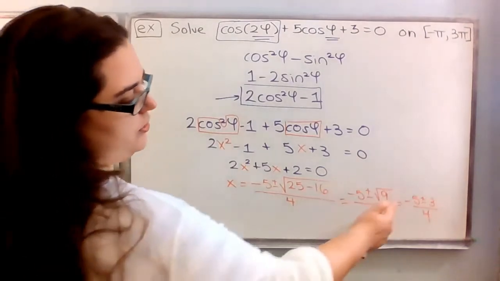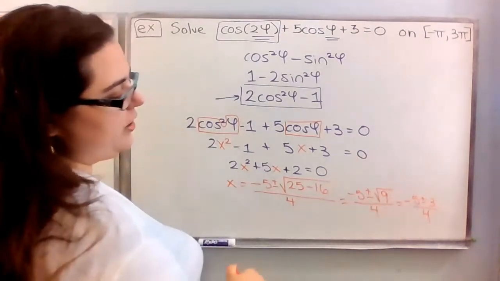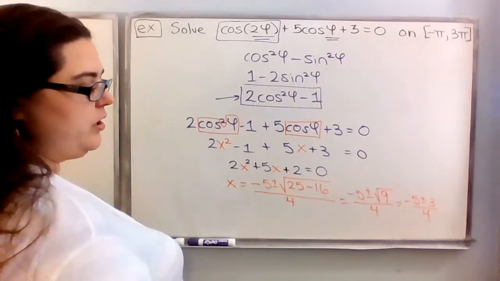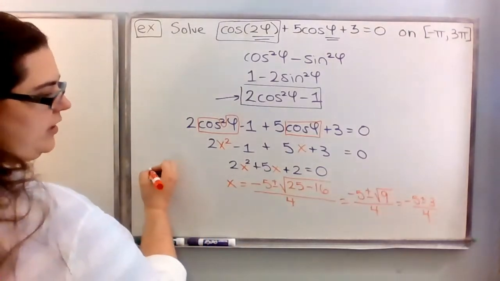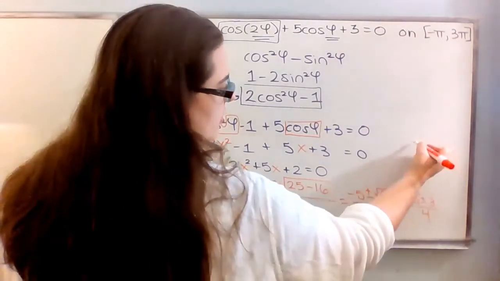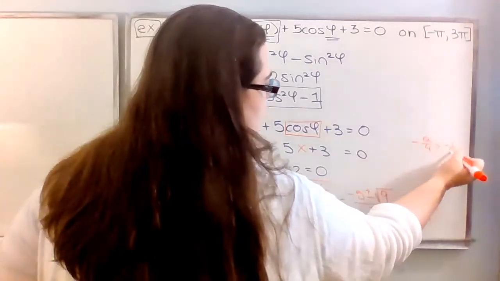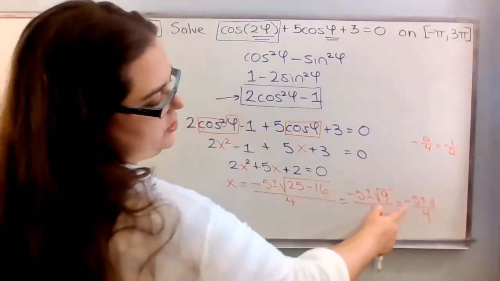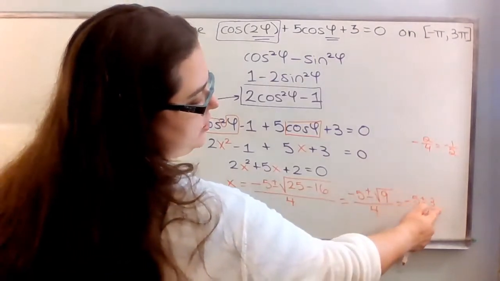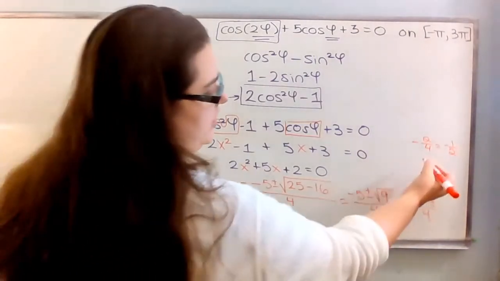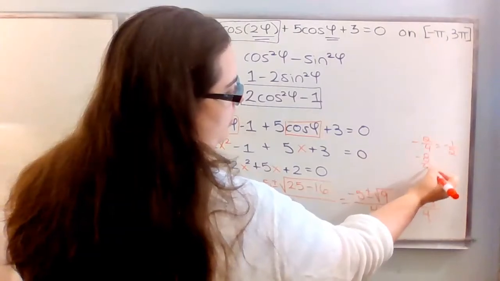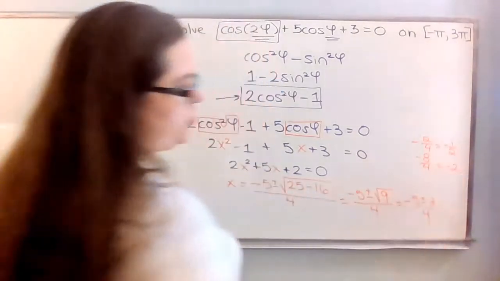So let's see, if I do negative 5 plus 3, that gives me a negative 2. So that will give me a negative, write that over here, negative 2/4, which is a negative 1/2. And if I do negative 5 minus 3, that will give me a negative 8. So I get negative 8 over 4, which is a negative 2.